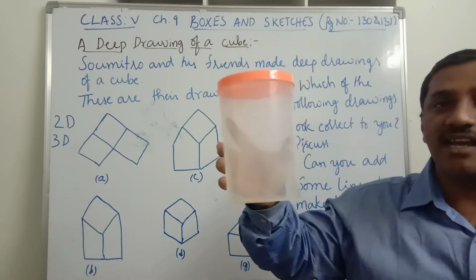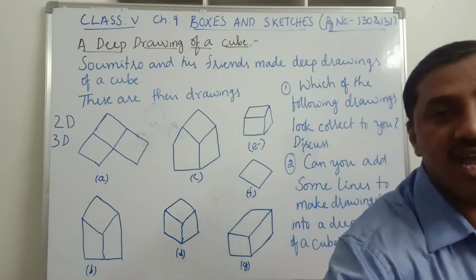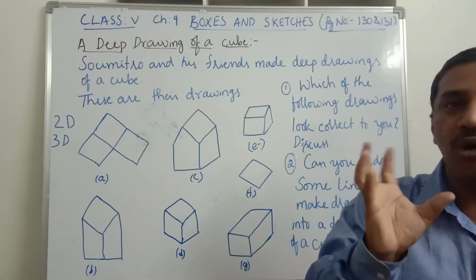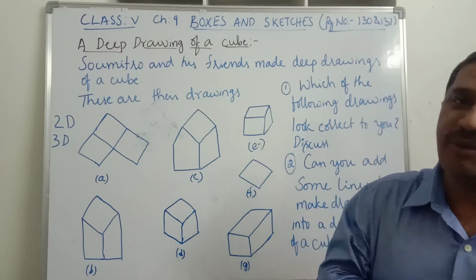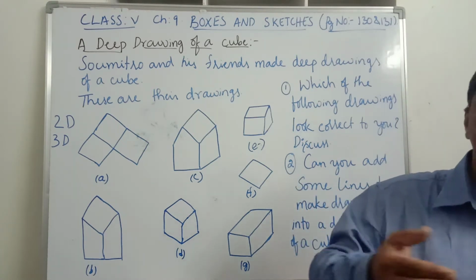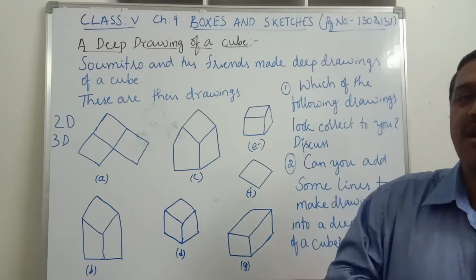This is a cylinder, and different shapes you have studied, like a cone and a sphere. You see a ball looks like what? A sphere. All these are 3-dimensional shapes which we studied in the previous class.